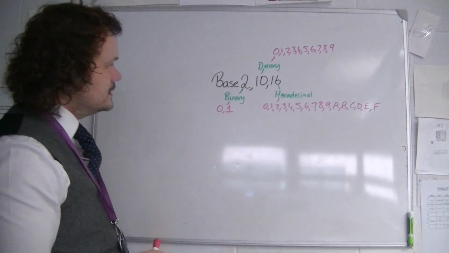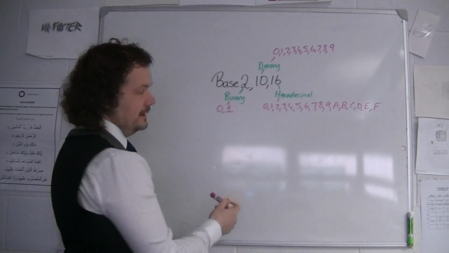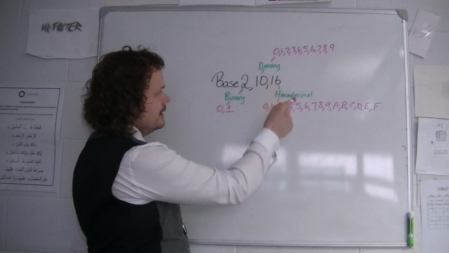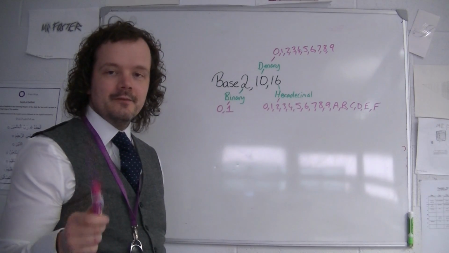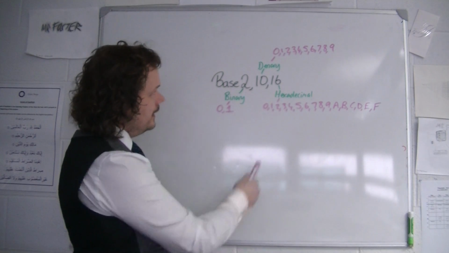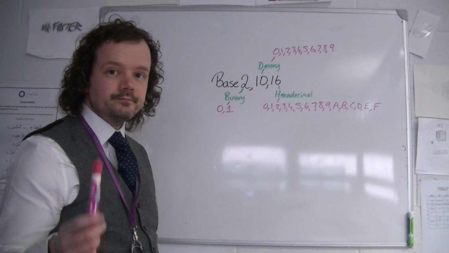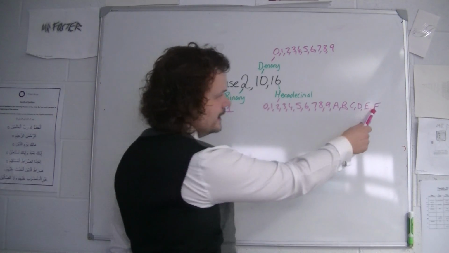What I started off with here is just the basics. We've got base 2, base 10, and base 16, otherwise known as binary, denary and hexadecimal. And each one has got a different number of numbers in it. So in base 2 you've got 2 numbers, 0 and 1. Base 10 you've got 10 numbers. And in base 16 you've got 16 numbers, going from 0 all the way to F.